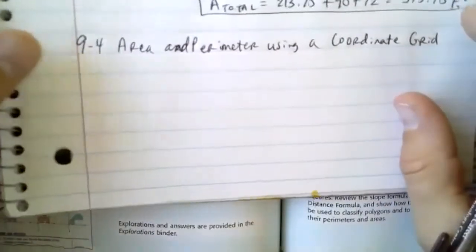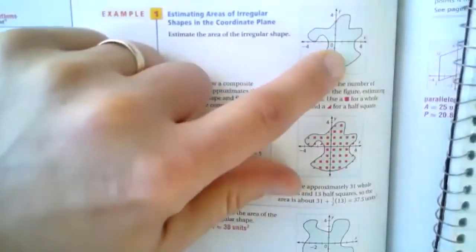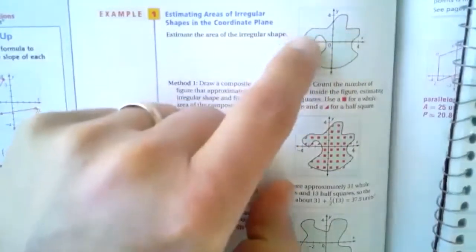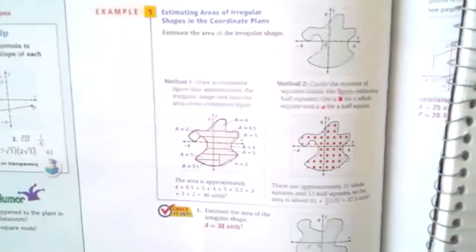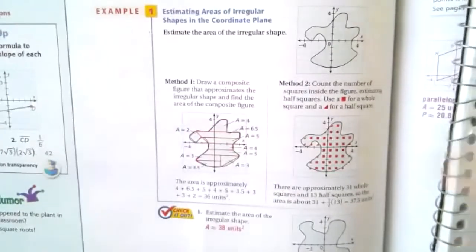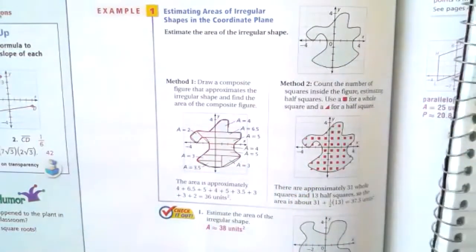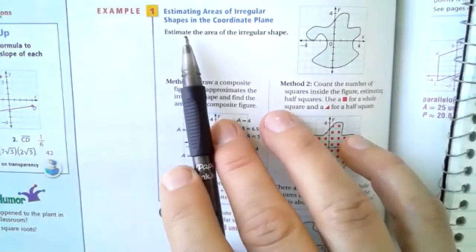Okay, so let's look at example 1. I'm going to pull this down, and you can kind of see how this little composite figure is made up of a bunch of little bitty figures, okay? And if you can't see that, you can at least see that it's made up of a bunch of little squares dealing with the coordinate system. So we're going to estimate. The key word here is estimate, okay?